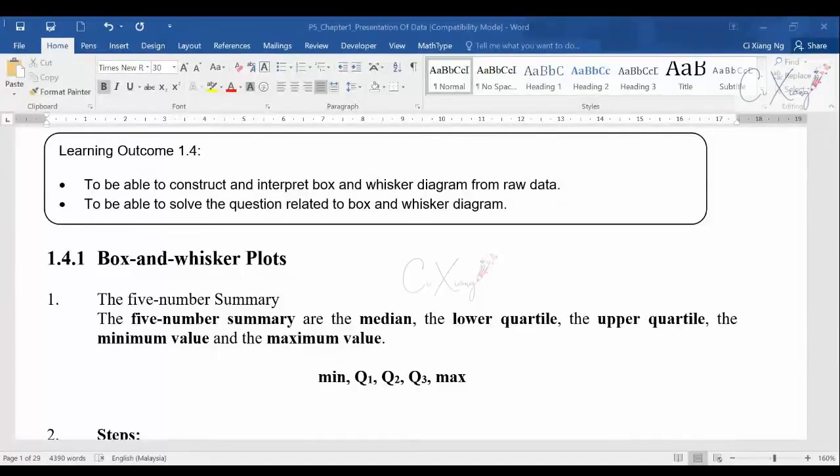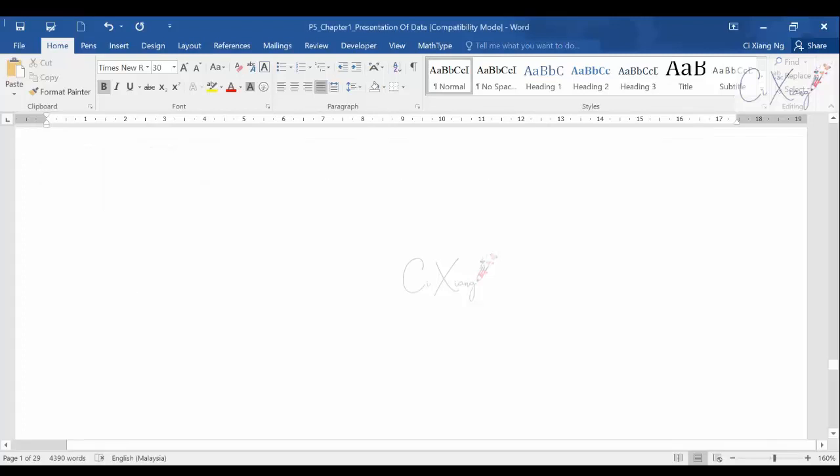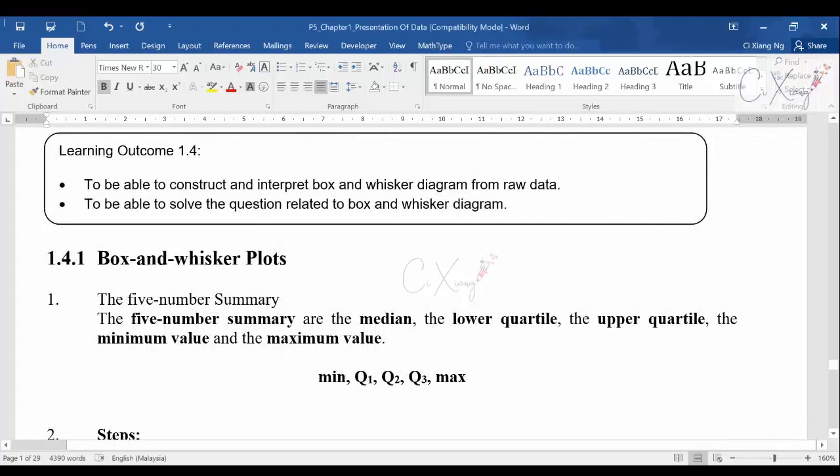Okay, so today's video we are going to discuss the very last figure, or maybe the diagram, that we are going to learn how to draw in our chapter 1, or maybe in our whole syllabus. Right. So the name we call it is box and whisker plot. It might be something new to you. I think to most of you, I believe.